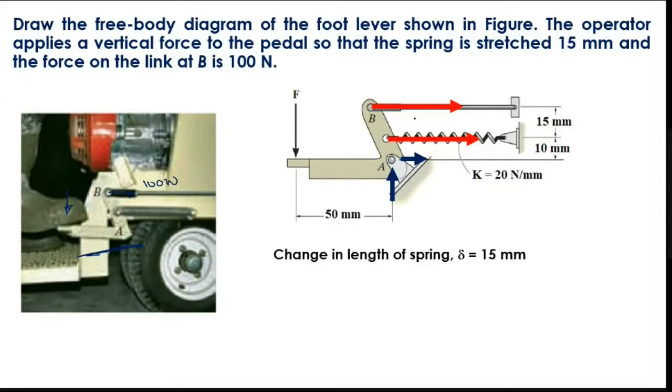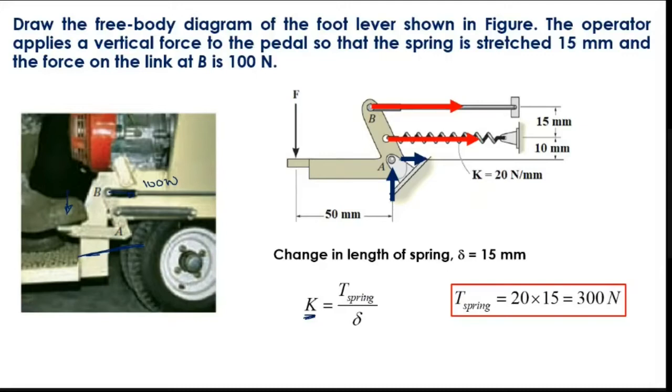They are given that the length of the spring, del, is stretched to 15 mm. So let us identify the tension in this force. We can identify the stiffness of the spring. Stiffness is equal to force by deflection. So the spring stiffness is 20 into 15.